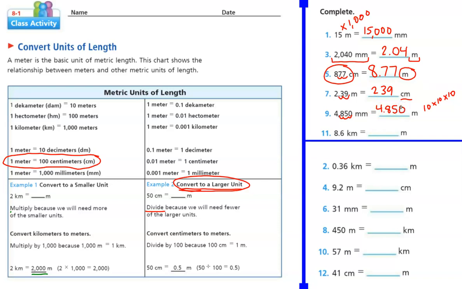Number 11, 8.6 kilometers going into meters. So this time I have got a really big measurement and I want to know what it's like in a smaller size of measurement. So that means that this answer is going to be really big. Because I'm going from something big and trying to make it smaller, I'm going to multiply to show me that there's more of this one. So there are 1,000 meters in a kilometer. So I'm going to multiply this by 1,000, which means I'm just going to go 1, 2, 3, which would make this 8,600 meters.